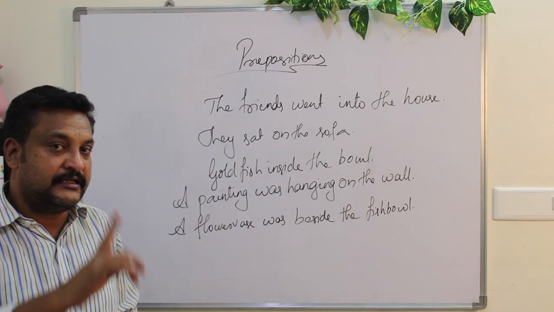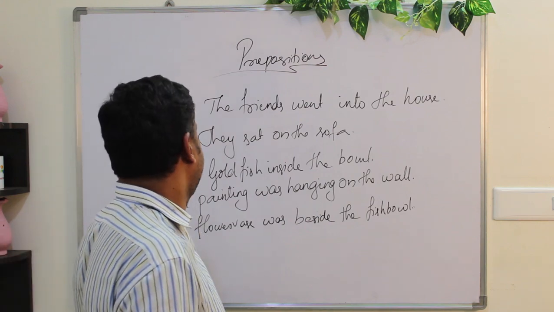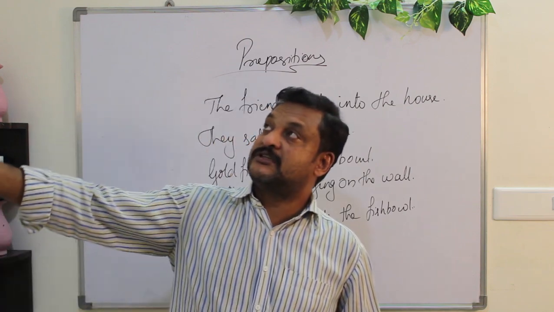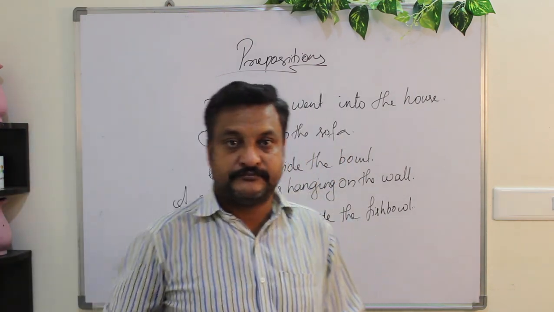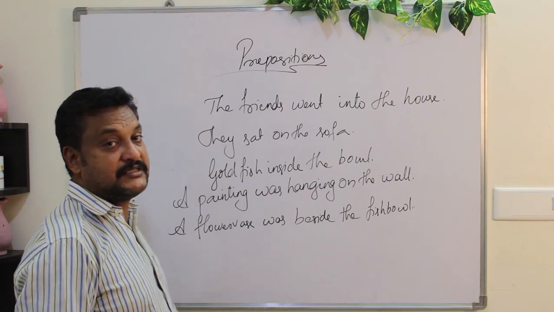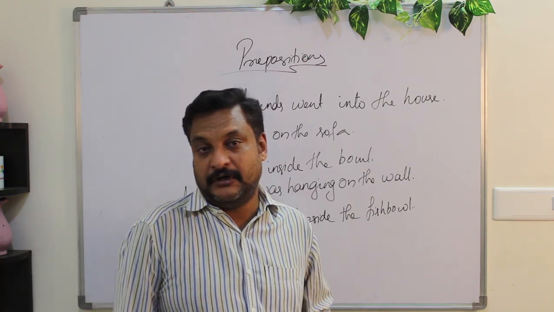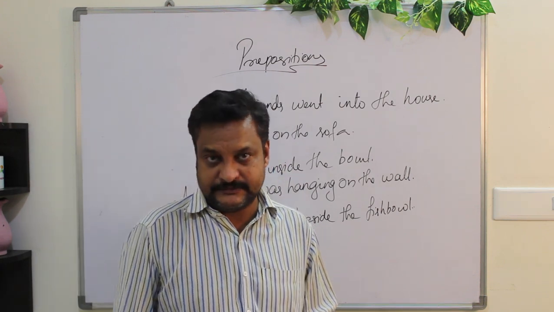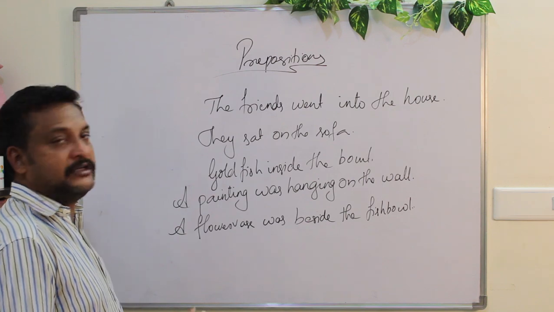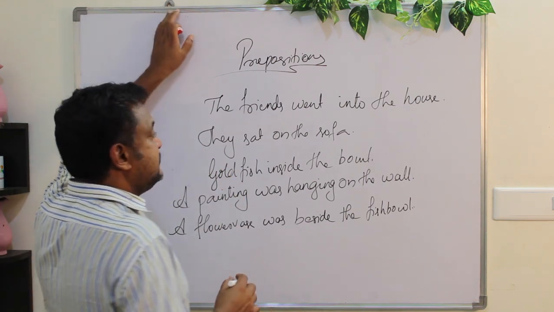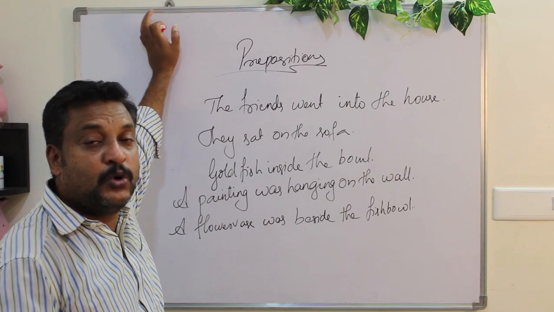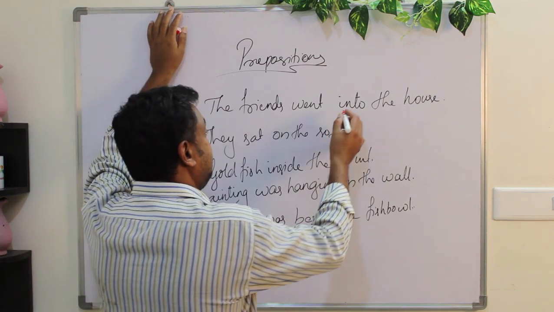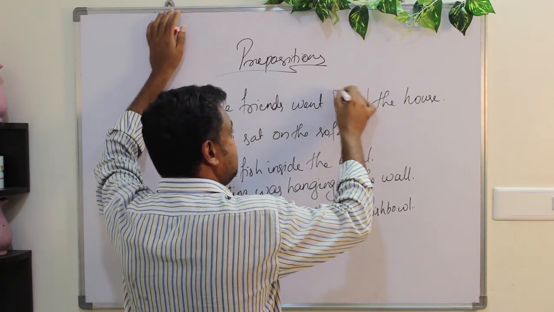So they saw some fish in that, and there was a goldfish also inside it. Then a painting was hanging on the wall. Next to the piano there was a wall and there was a beautiful painting. Right? Then a flower vase was kept beside the fish bowl. There was a flower vase with beautiful flowers in it. Isn't it? So in all these sentences, there is one particular word which shows the position. And that particular word is this.